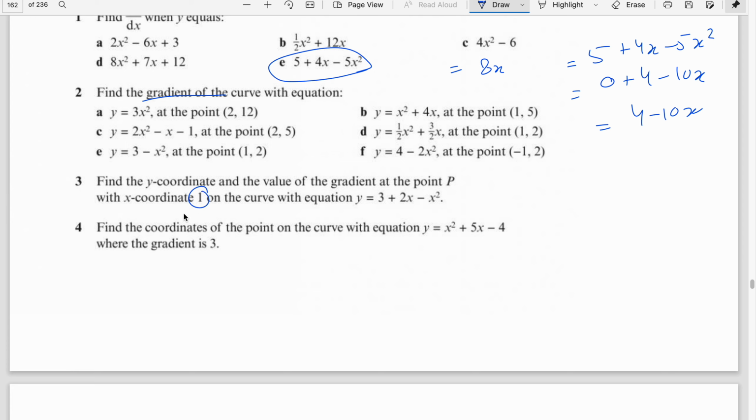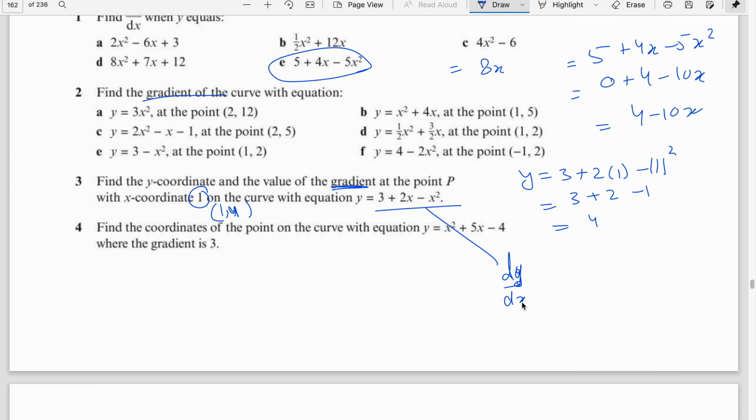So when we have to find the y coordinate, we just plug it in. So that is 3, 2 into 1 minus 1 squared. 3 plus 2 minus 1, 5 minus 1 is 4. So coordinates are 1, comma 4, y is 4. And for the gradient, dy by dx, we get rid of the constant, and that is plus 2 minus 2x, and this is at x equals 1, so gradient is 0 at that point.